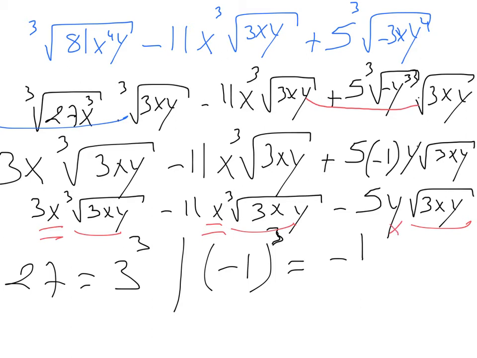Now we can add the first term with the second term. Okay, we're gonna add the first term with the second term, and that's gonna be 3 minus 3x minus 11x. That's gonna be -8x.